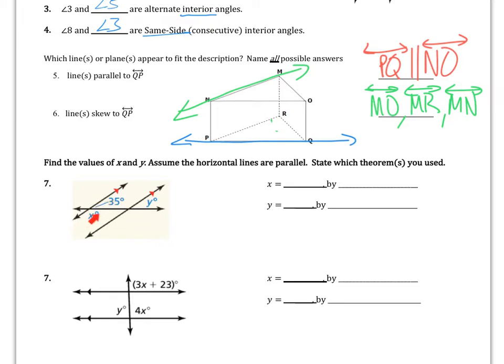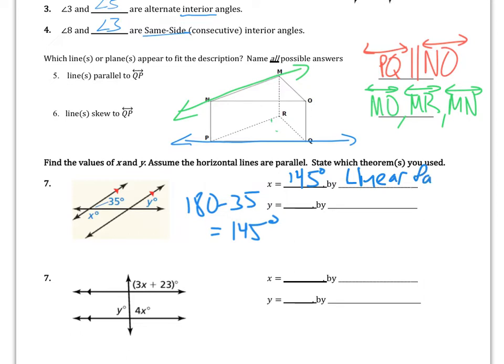We know these two next-door neighbors here are a linear pair. So that's one of our angle theorems there, and so they add to 180. And so if we take 180 minus 35, we get 145. So angle X is 145 degrees. And the reason for that is the linear pair theorem.